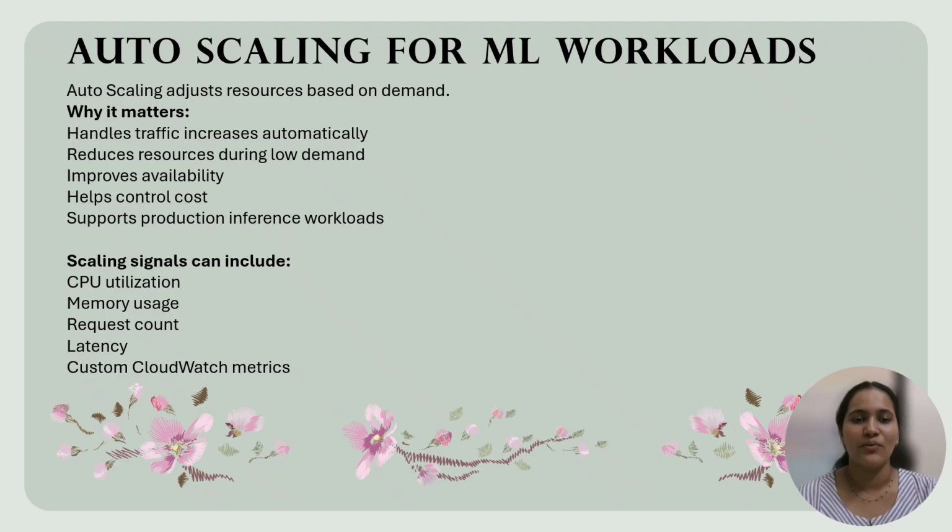AWS decides when to scale by monitoring different performance metrics such as CPU utilization, memory usage, the number of incoming requests, and response latency. It can also use custom metrics collected through Amazon CloudWatch, automatically responding to changing demand. Auto-scaling makes machine learning applications more reliable, efficient, and cost-effective.